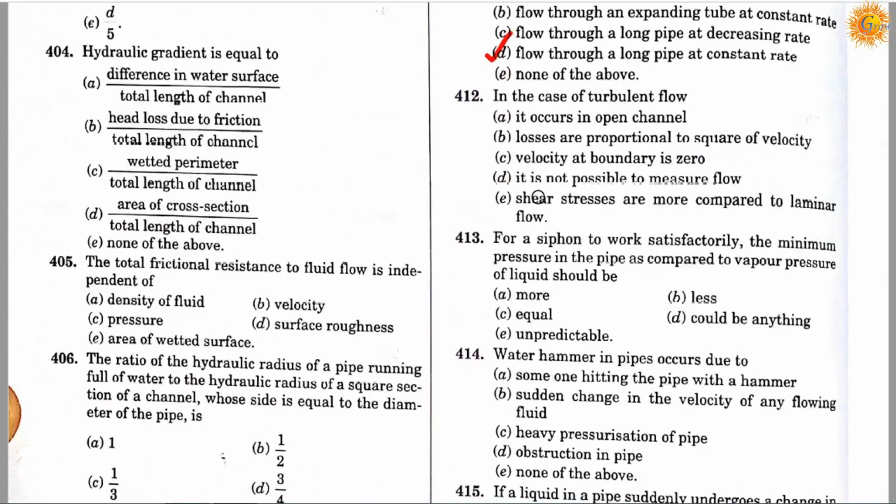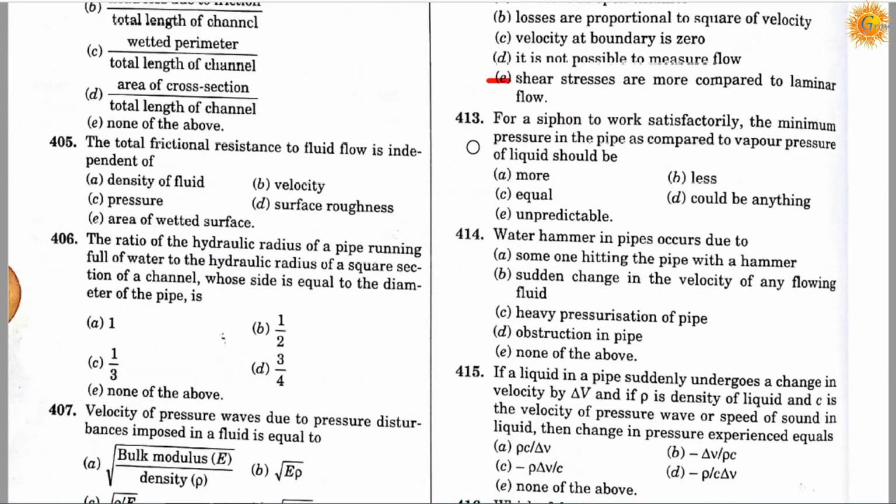Question number 412. In the case of turbulent flow: option A, it occurs in open channel; option B, losses are proportional to square of velocity; option C, velocity at boundary is 0; option D, it is not possible to measure flow; option E, shear stresses are more compared to laminar flow. Correct answer is E, it will be shear stresses are more compared to laminar flow.